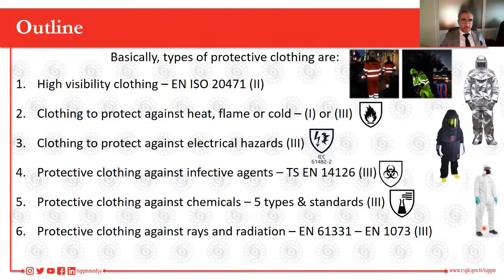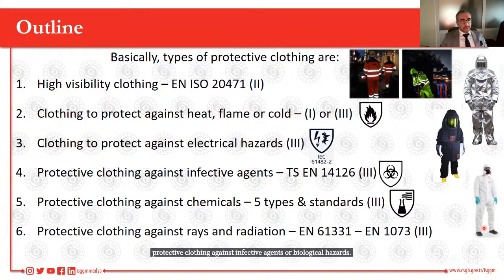Basically, types of protective clothing are high visibility clothing, secondly, clothing to protect against heat, flame, or cold, clothing to protect against electrical hazards, protective clothing against infective agents or biological hazards, protective clothing against chemicals. There are 5 types and standards. We will talk about them. Protective clothing against rays and radiation.